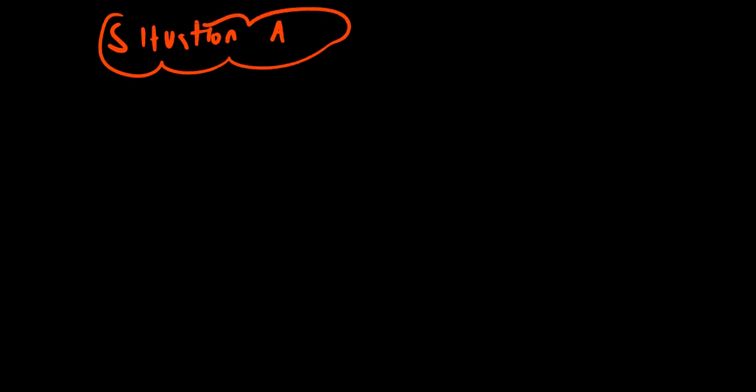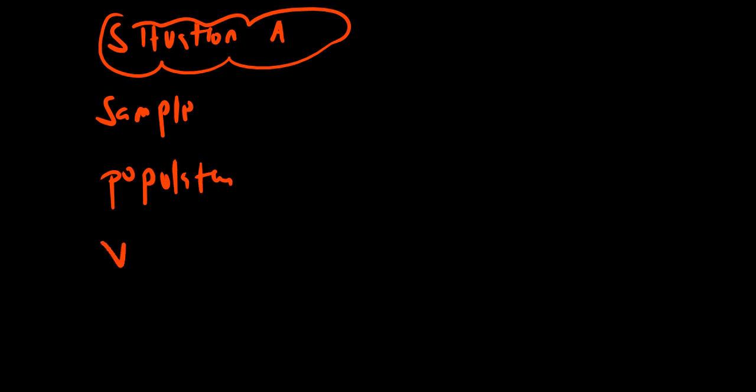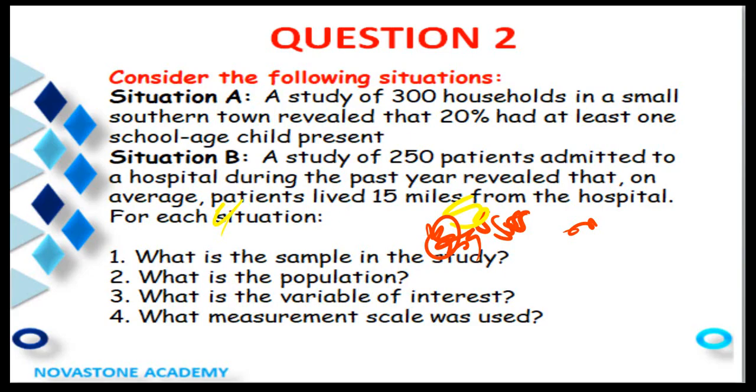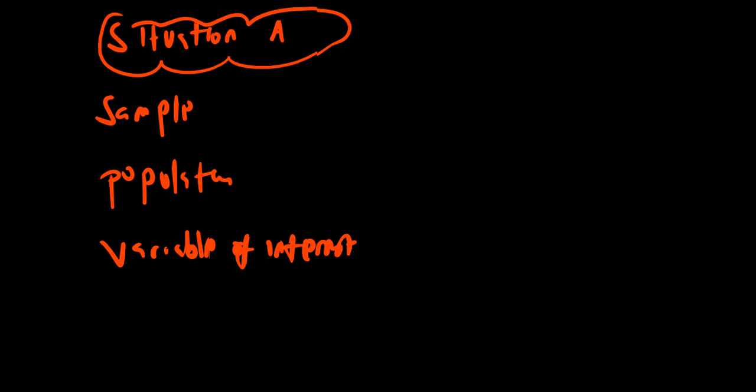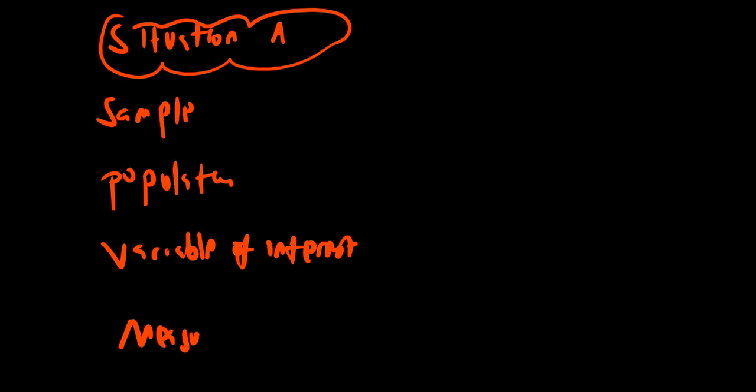So let's start with situation A. We're trying to find the sample. Which one was the sample? Which one was the population? Which one was the variable of interest? Then what other thing are they asking for? They're also asking for the measurement scale.